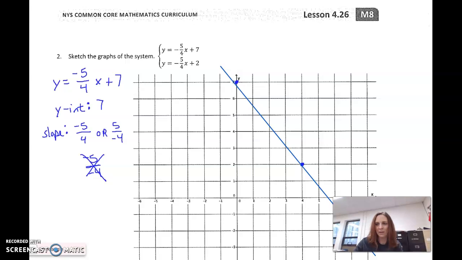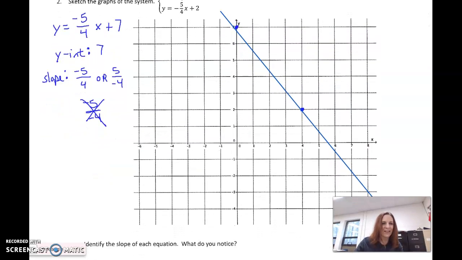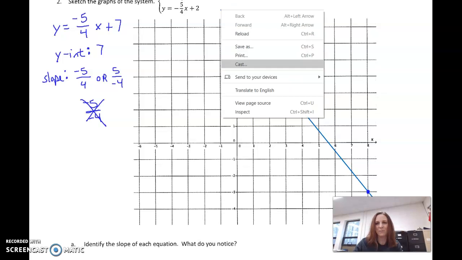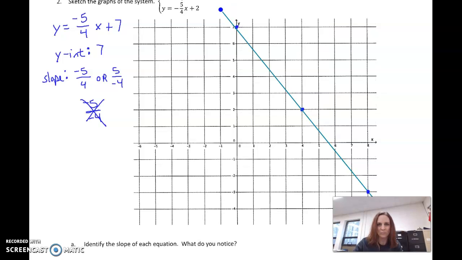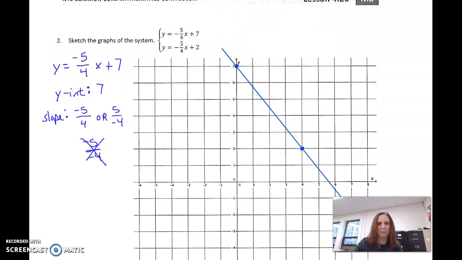And I probably negative 5/4 here. A lot of times, guys, it's helpful to go down 5 again: 1, 2, 3, 4, 5, 1, 2, 3, 4. Okay, because then more points means your lines can be more exact. It just makes it a little bit easier. All right, let's look at the next one.